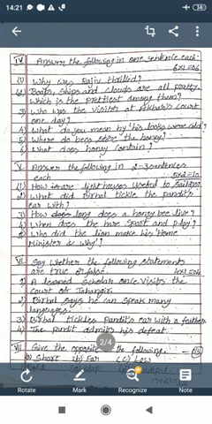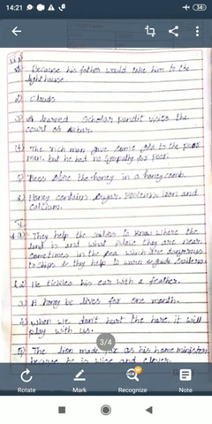Coming on to the next page. Answer the following questions in one sentence each. Why was Rajiv thrilled? Here, they help the sailor to know where the land is. Why was Rajiv thrilled? Answer: because his father would take him to the lighthouse.